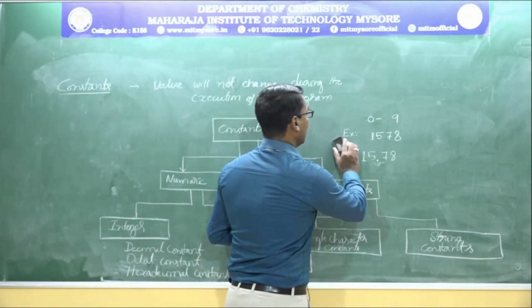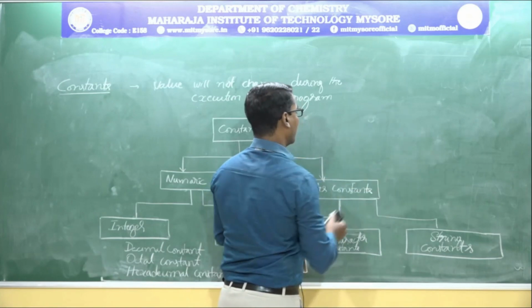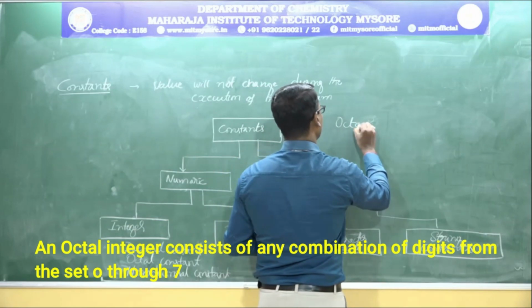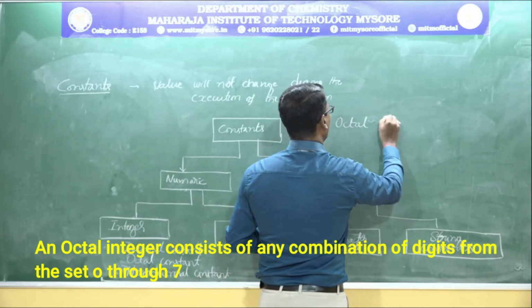Okay, a decimal number is a whole number. Next is the octal constant.